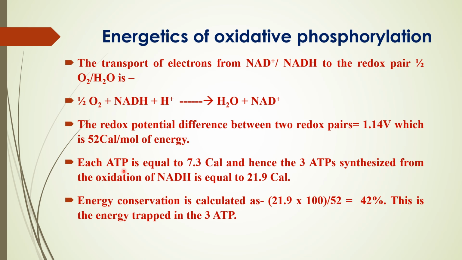Each ATP has an energy of 7.3 calories. So if 3 ATP are synthesized during the oxidation of a single molecule of NADH plus H plus through the 3 sites, it is 21.9 calories. Here energy conservation has to be calculated: 21.9 into 100 by 52 gives 42%. So this is the energy that is trapped in the 3 ATP molecules.